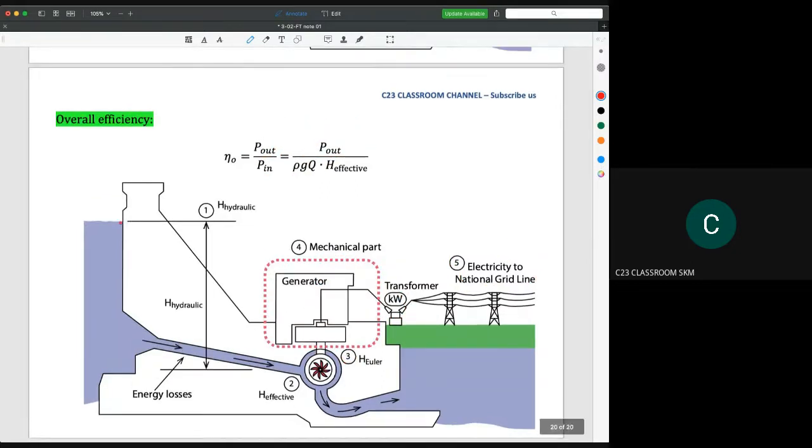And the last one is the overall efficiency. As you know, it covers the whole process from here until the power is transferred to the national grid line. Here, as the power input, the calculation for power input is rho GQH effective. And then the power out here is the amount of energy that can be produced and put into the national grid line.